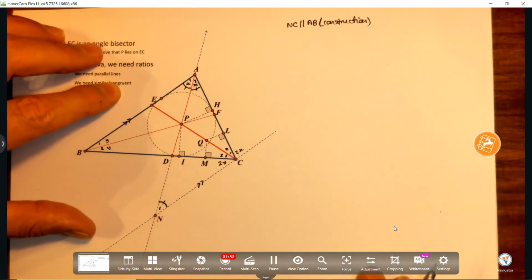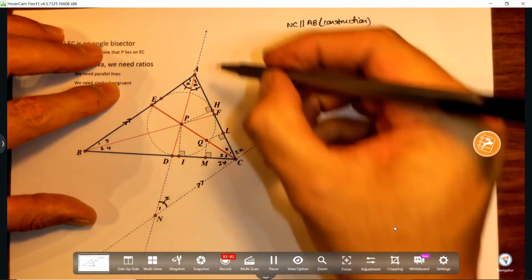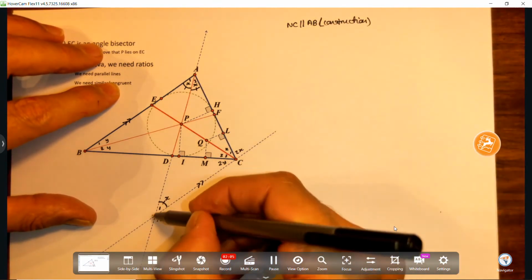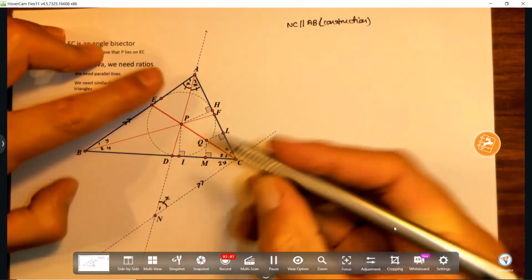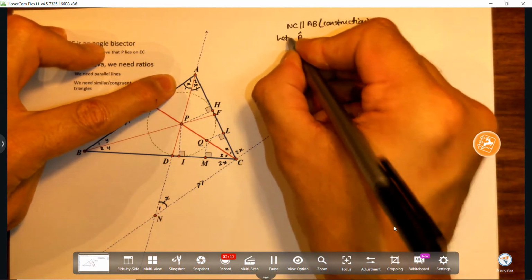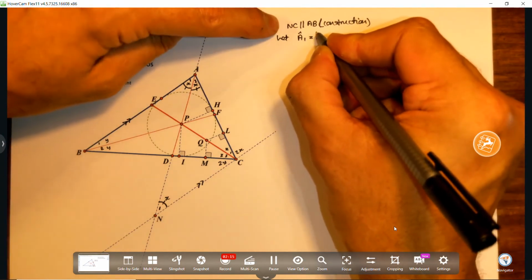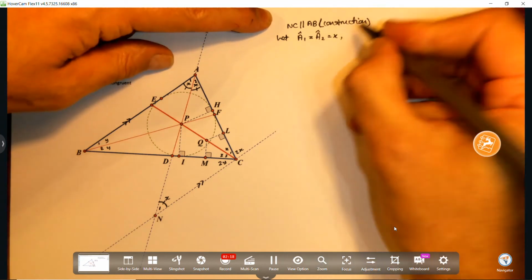Oh, that's beautiful. That is stunning, because now if you look carefully, we've got an isosceles triangle. AC is equal to AN. So let's argue that first of all. A1, which is equal to A2, we're going to let equal X.